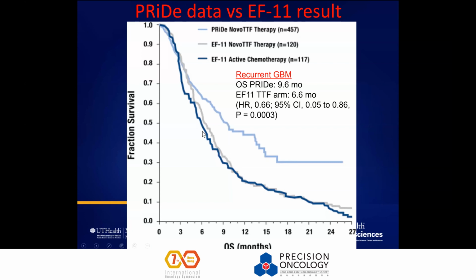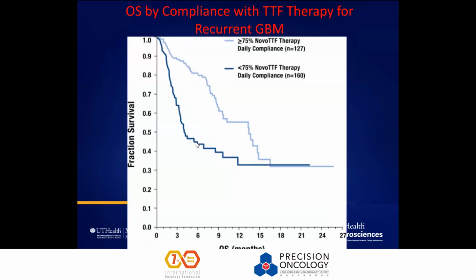Those two groups are pretty much similar or comparable, but the PRIDE data group is clearly better. As I said, it's not scientifically rigorous to compare, but it gives us a signal that even with post-marketing treatment, there is a survival benefit of Optune usage. And it also confirms another observation from the extension of the EF14 and subgroup analysis: better compliance translates to better outcome.